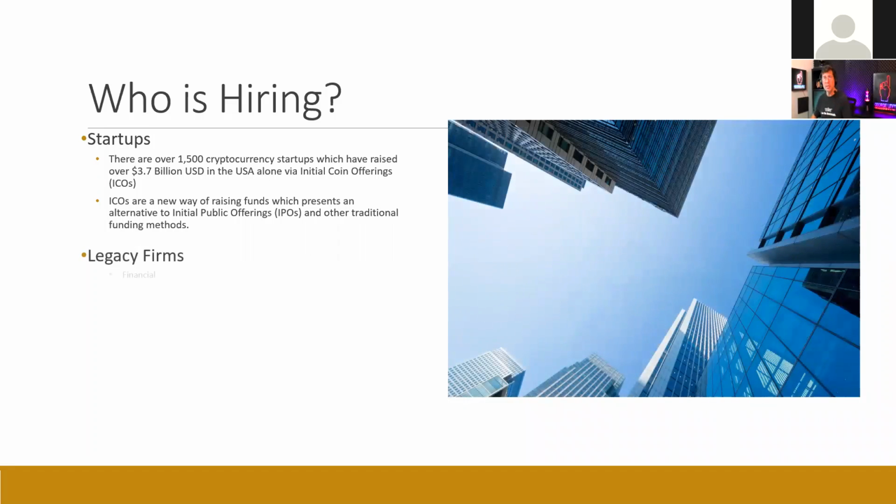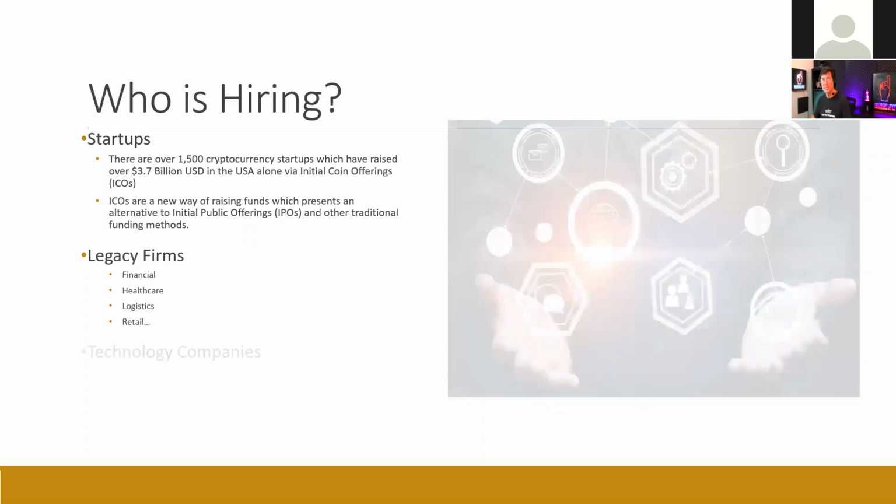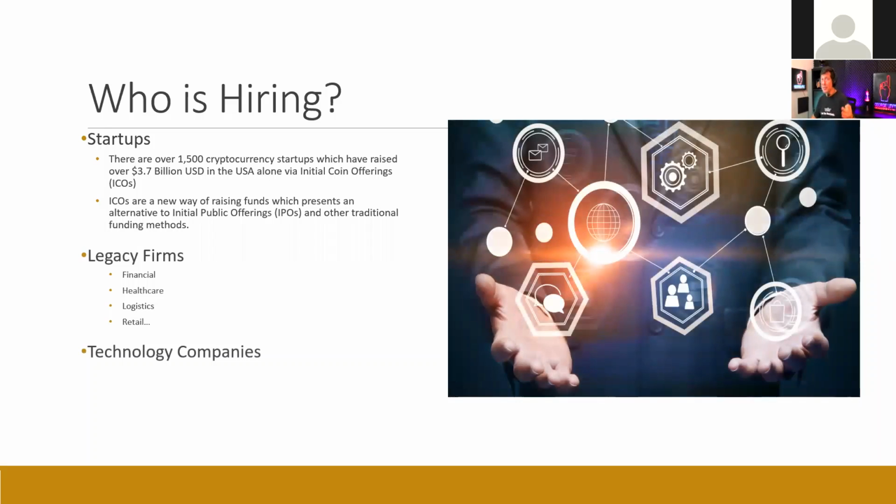Other firms that are hiring: legacy firms, the financial industry is hiring, healthcare is hiring, logistics is hiring. You're going to see about it as we go through this presentation today. The retail industry is very actively hiring. You're going to see how blockchain ties into all these industries. Technology companies are very, very aggressively hiring. Microsoft is hiring for blockchain, IBM, Google, Amazon, all of these companies have positions right now open for people that know blockchain technology. And it's not all developers.